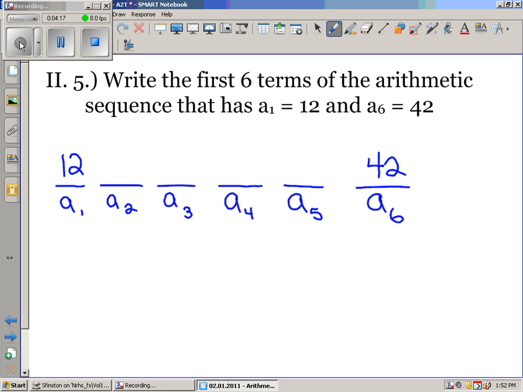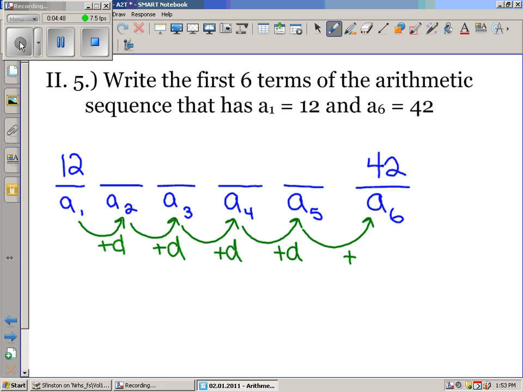Okay. So it says we've got to find 6 terms, right? The first 6 terms. We've got to find the 4 in the middle that complete this sequence. And here's what you can do. They said it's arithmetic. So if it's arithmetic, then there must be some constant difference between each of the terms. And so we just have to figure out what that is.